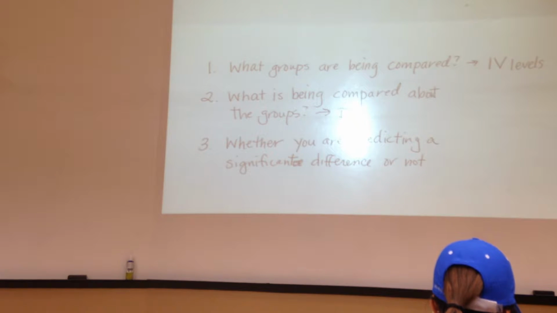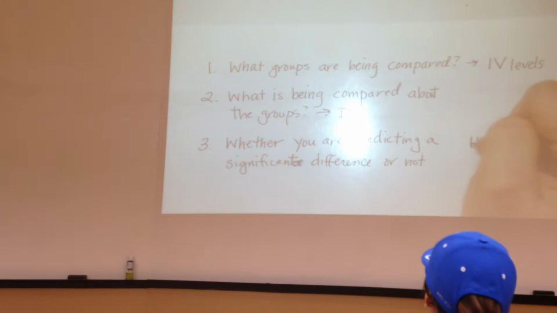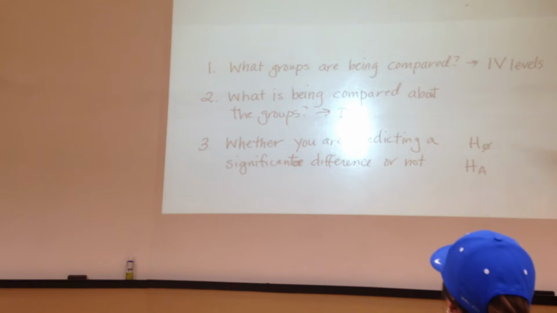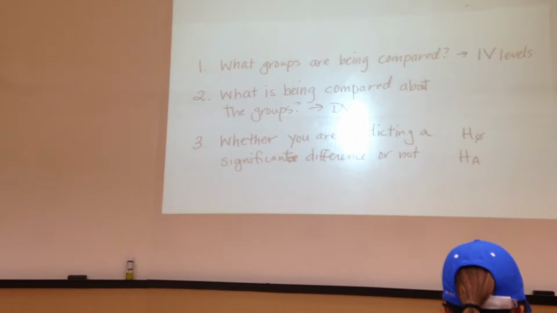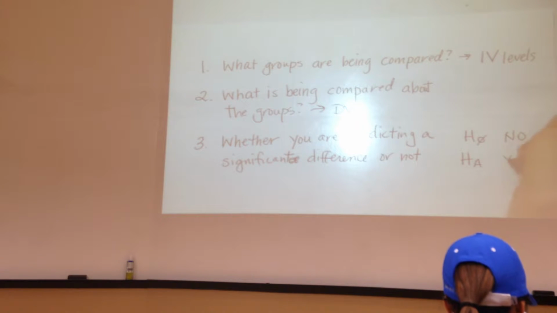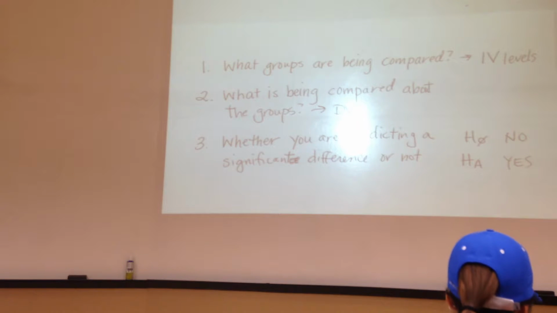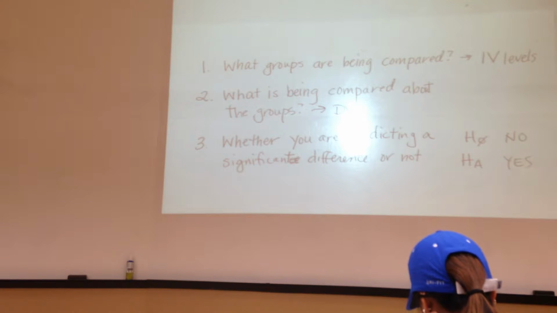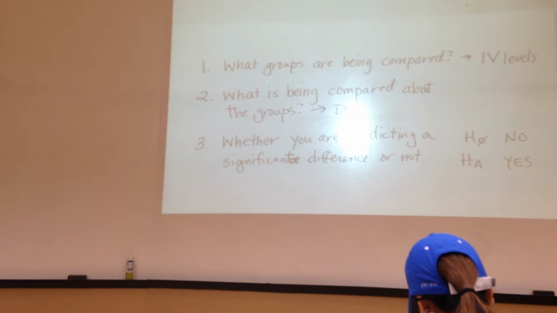In the case of an alternate hypothesis, you are predicting a significant difference. So you want to make sure that you are clear whether you're talking about the null hypothesis or the alternate hypothesis. When you do your description, it's always going to be no in the case of the null, and yes in the case of the alternate hypothesis. But your statement needs to say that. You have to clearly say, there will be a significant difference, or there will be no significant difference. I want you to be really clear about that.